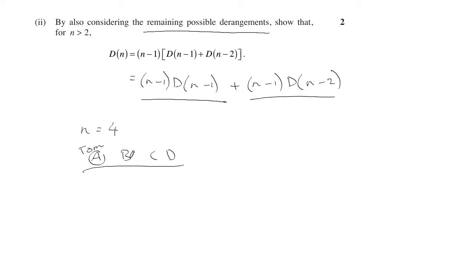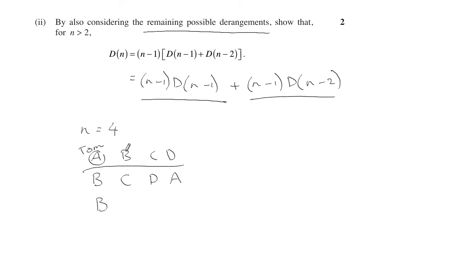So Tom could get B's hat, and then B can't have Tom's hat, so I can't write A there, because that would be part of the ones that we worked out in part 1. We don't want to count those again, so I'm going to give B C's hat, and then I can't give C A's hat because then D would end up with D's hat, which we can't do because it's a derangement. So C has to have D's hat, and then D has to have Tom's hat. So that's one possible way we can do it.